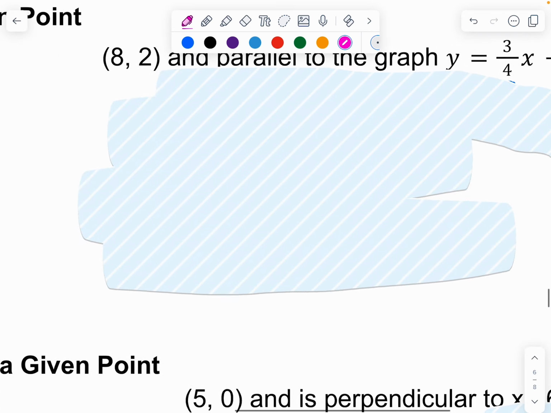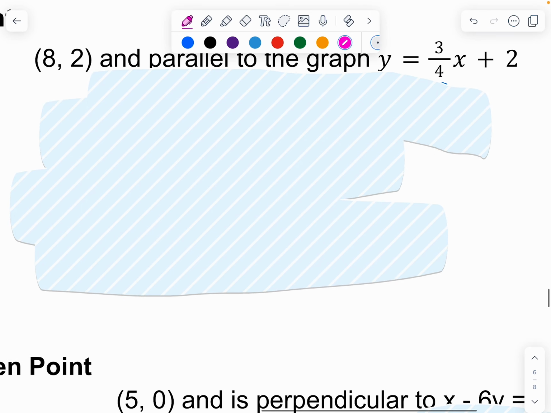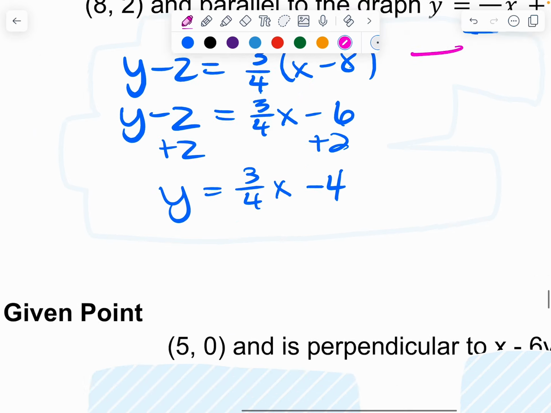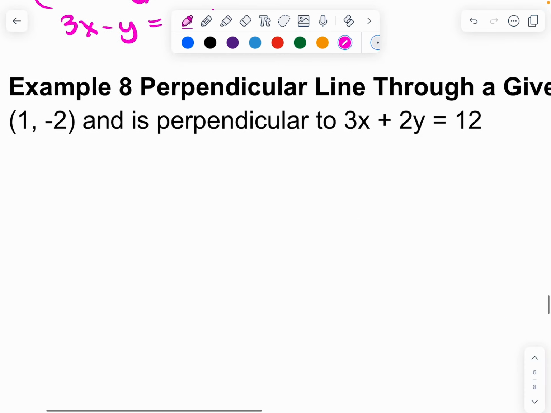Okay, over here. Hopefully you pause the video. And this is what it would be in point slope. Oops, sorry. That's what it'd be in point slope, slope intercept. Okay, awesome. Here we go.